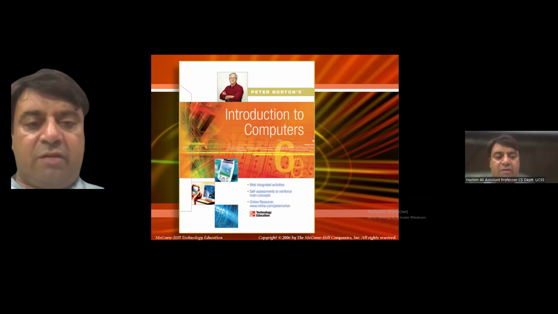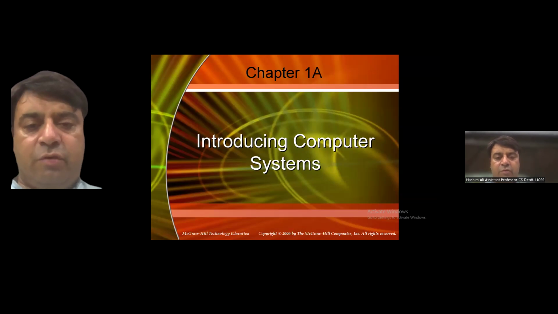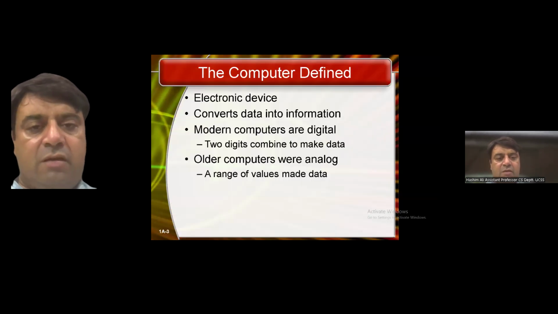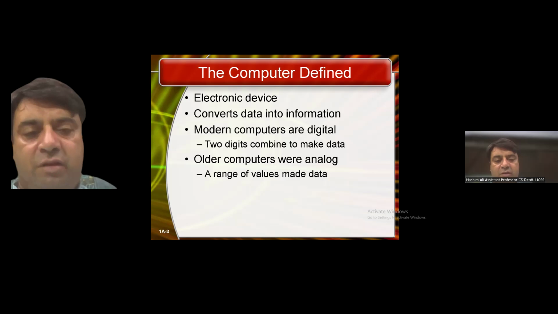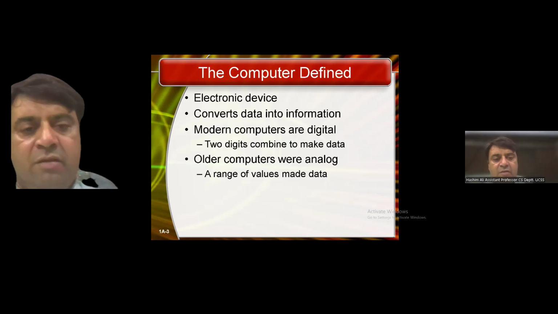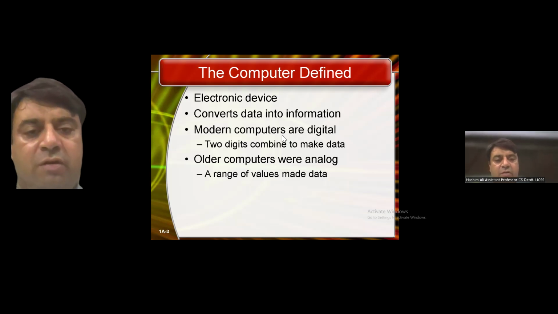Let's go deep inside the contents and look at what computers are and how they are helpful. So, introducing the computer systems. This is chapter number 1, and this is lecture number 1A. By definition, we can define a computer as an electronic device which is helpful to convert data into information.